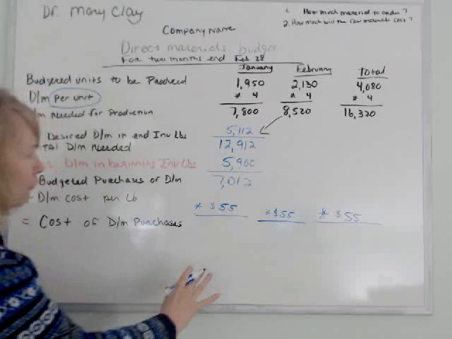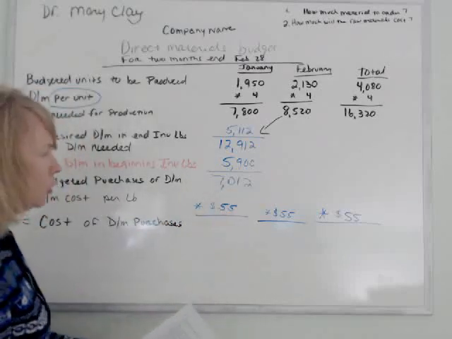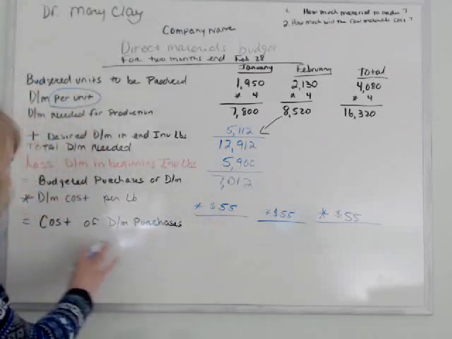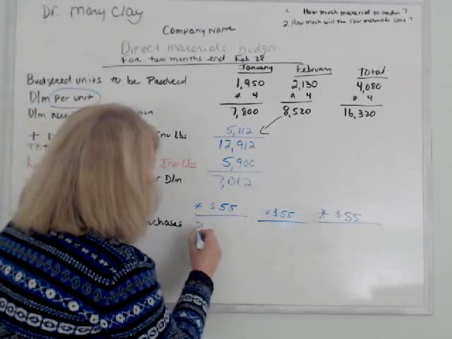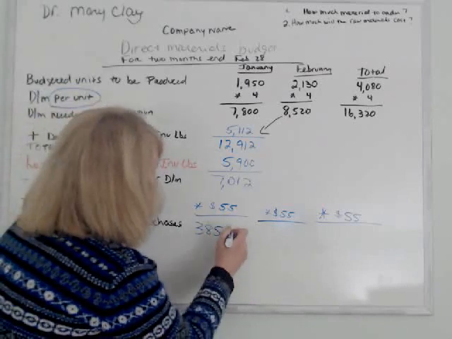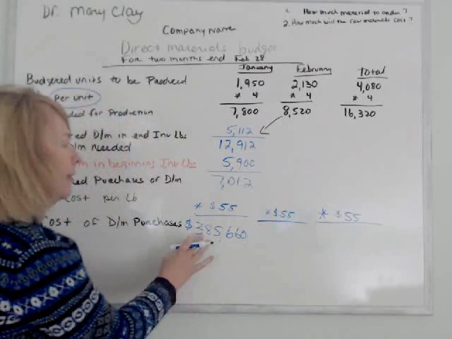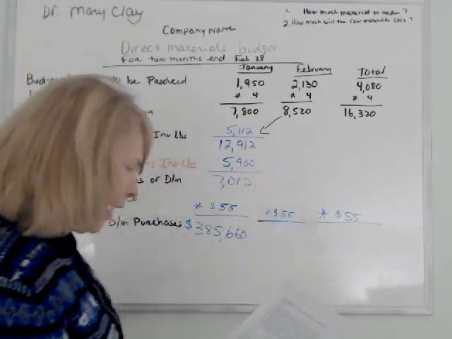Then I'm going to finish January. I'm going to take 7,012 and multiply it by $55 to get the cost. The cost of direct materials purchases for January is $385,660. Let's put that dollar sign. Okay, now let's go to February.